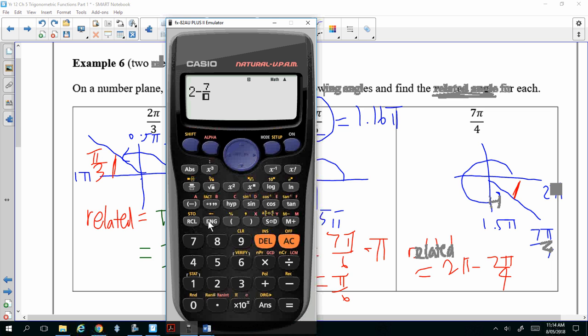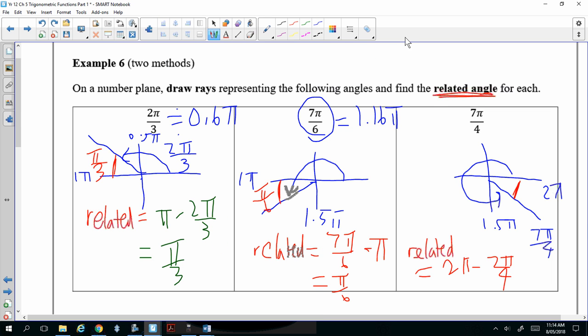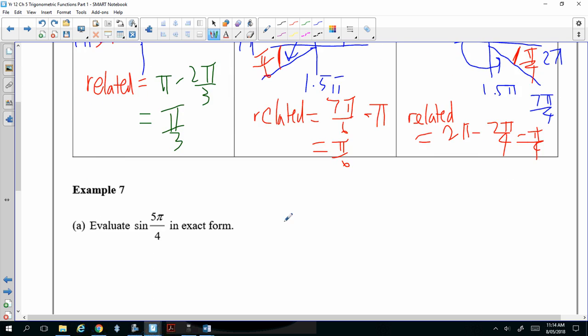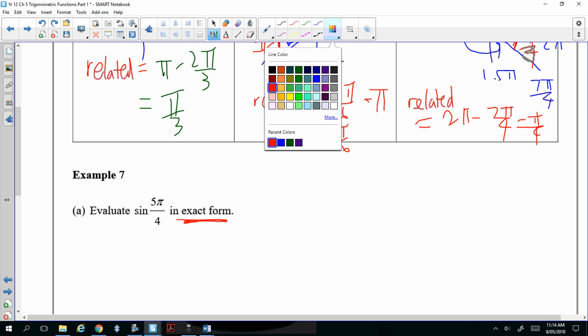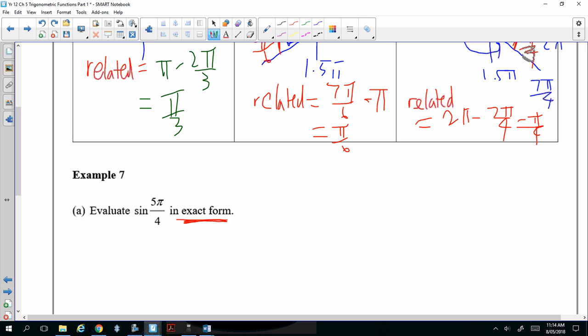Okay, so after finding all of this, you can then find the exact answer. Let's do an example. Sine 5 pi over 4 in exact form. So how do I do that in exact form? The first step is to find the quadrant. Now, which quadrant is 5 pi over 4? 5 over 4 is 1.25, so it's between 1 and 1.5, so it's 5 pi over 4. Like this.